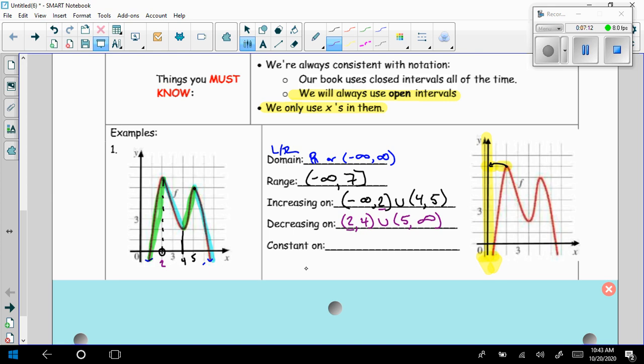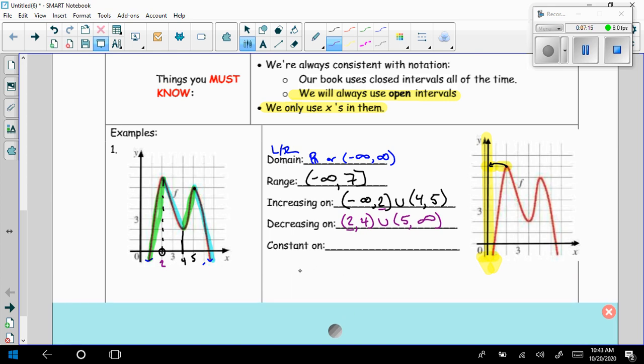Constants, remember constants are when it doesn't change, so it's neither increasing or decreasing. You might have something like this where it flattens out. There's nothing like that in this graph, so there is no constant.